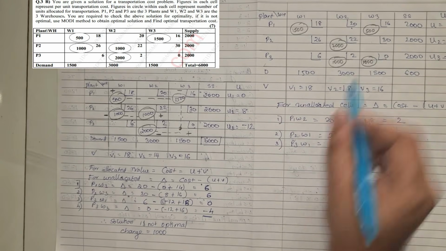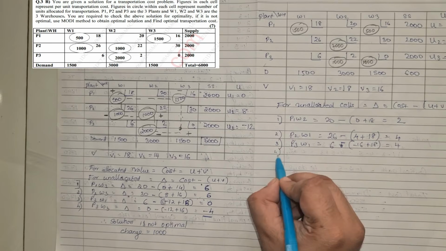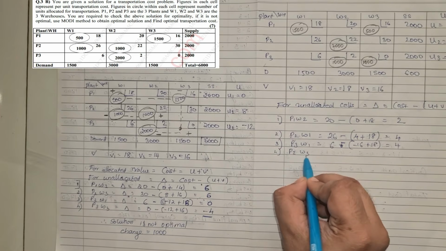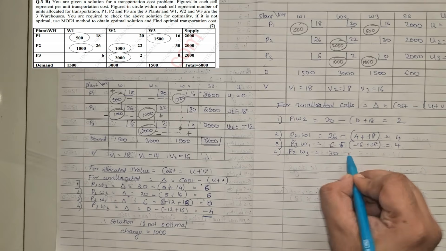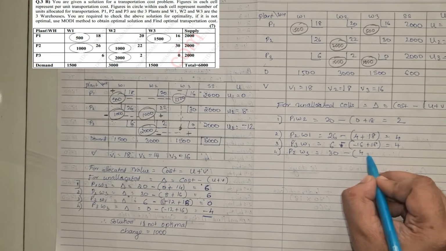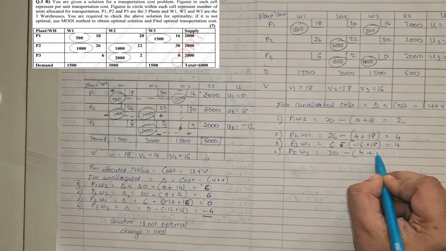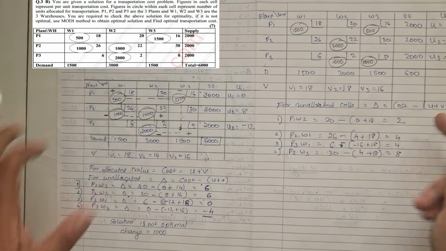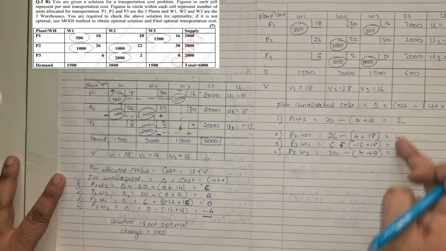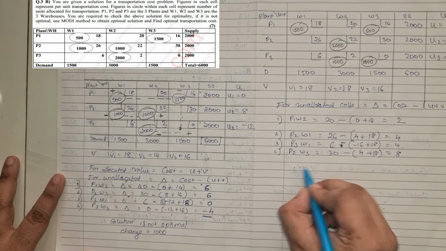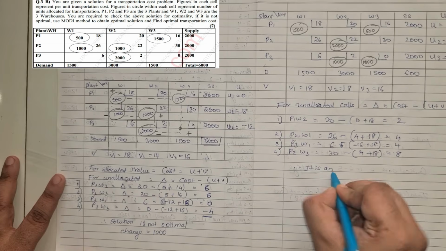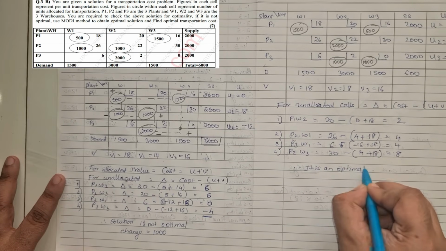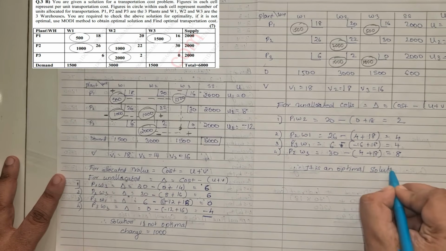And the last unallocated cell which is there is P2W3. Cost is 30 minus 4 plus 18. That is 22. So 30 minus 22 is 8. Now since all the deltas are positive, therefore it is an optimal solution.